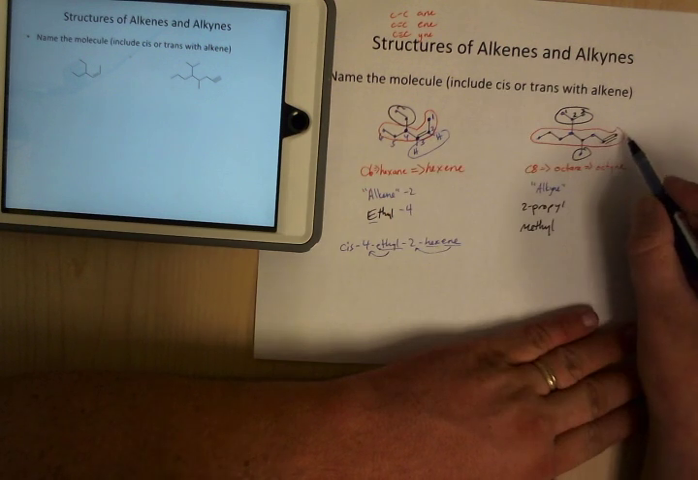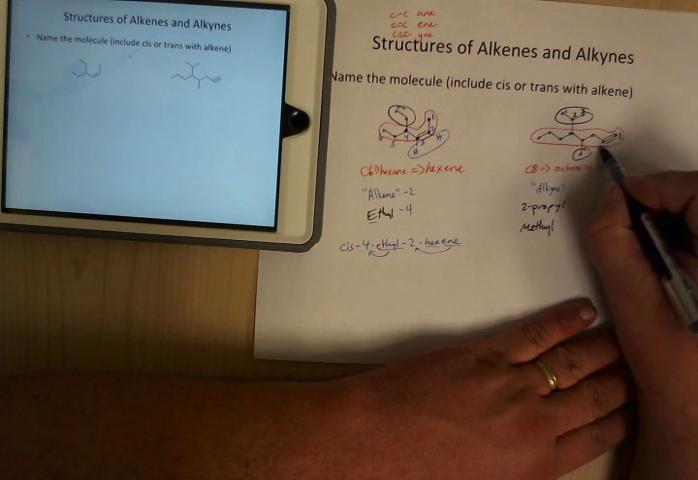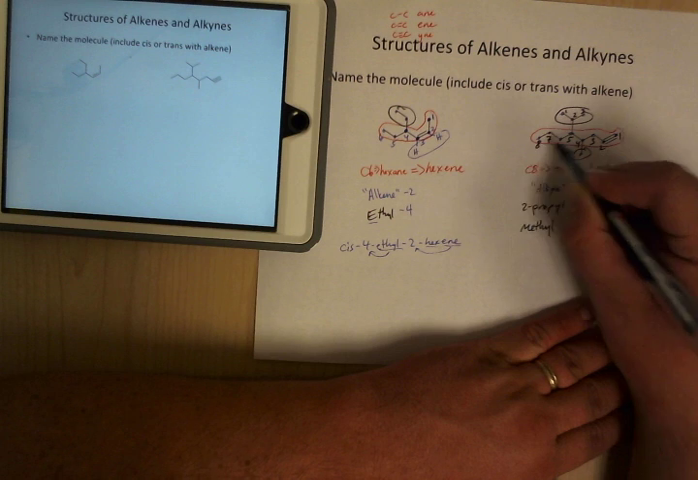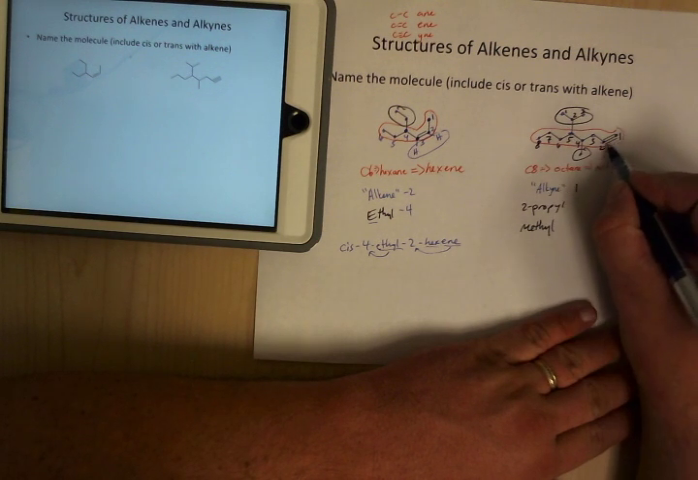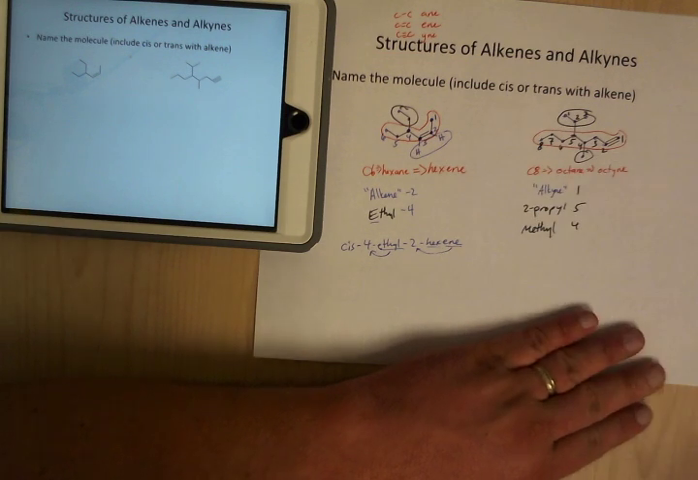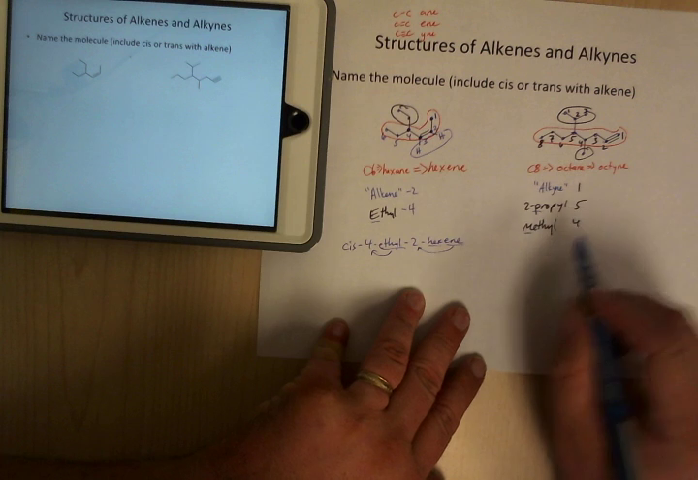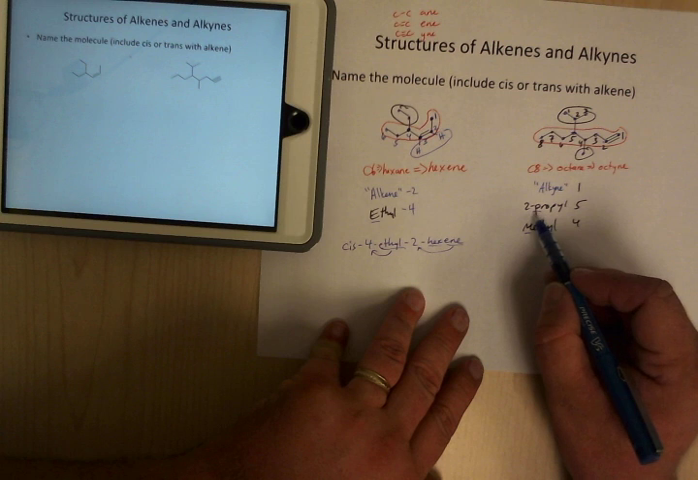Again, like the double bond, the triple bond, the numbering needs to start at the side closest to the triple bond. So it's going to be 1, 2, 3, 4, 5, 6, 7, 8. So the alkyne starts at 1, the methyl's at 4, the 2-propyl's at 5. So which comes first, propyl or methyl? Methyl. Now, if it's isopropyl, this would also be named as an isopropyl. Again, it's just the propyl that makes the difference.